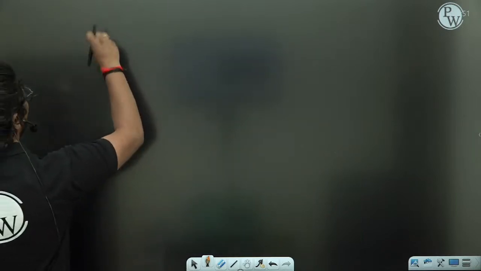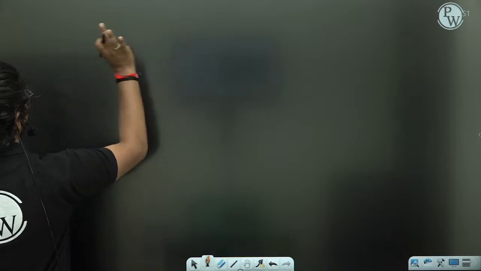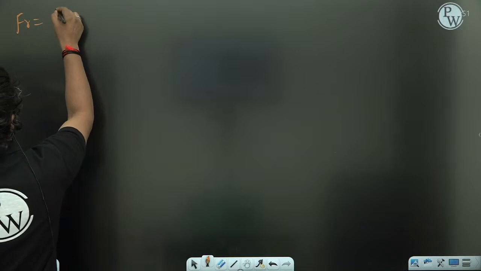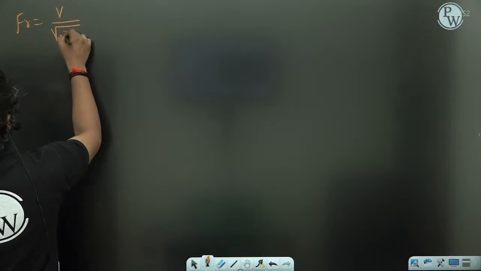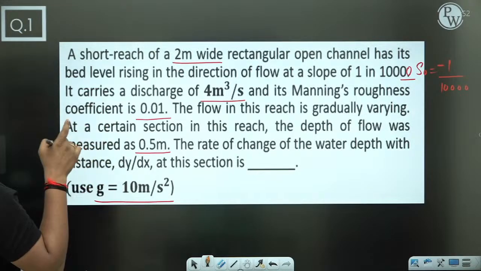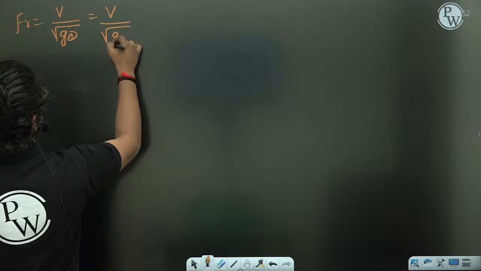See, we need to find out dy upon dx. So the formula is (S naught minus SF) divided by (1 minus FR square). So for the Froude number, first of all, V upon root under G into D. It is a rectangular section, if I'm not wrong. So D will be equal to Y. So it is V upon root under G into Y.